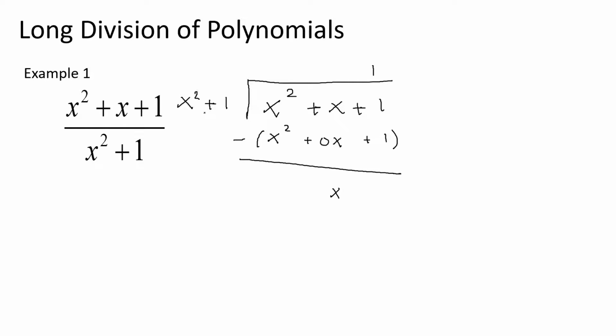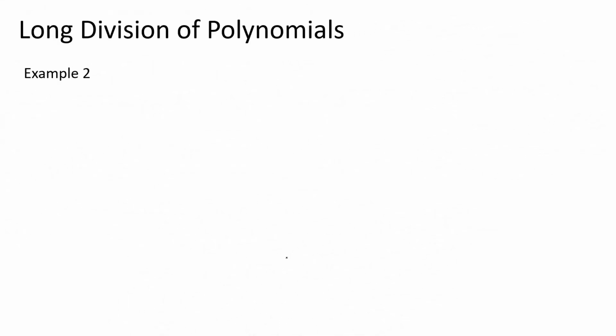Thus, does x squared go into x? In this case, it doesn't. So therefore, the quotient will be 1 plus your remainder over x squared plus 1. And here's your answer. Now let's look at example 2.